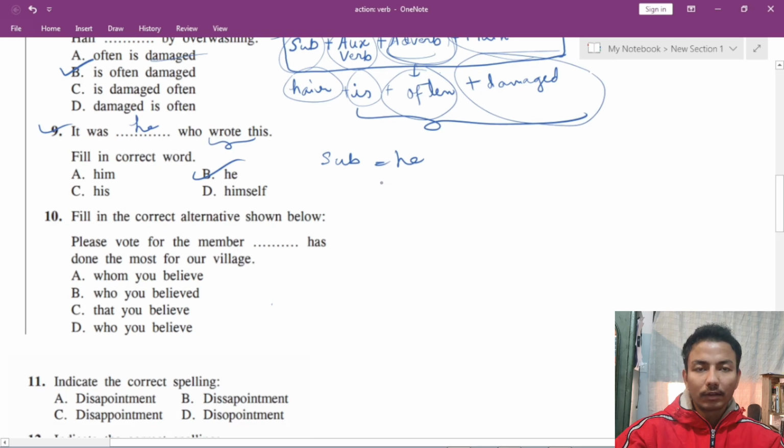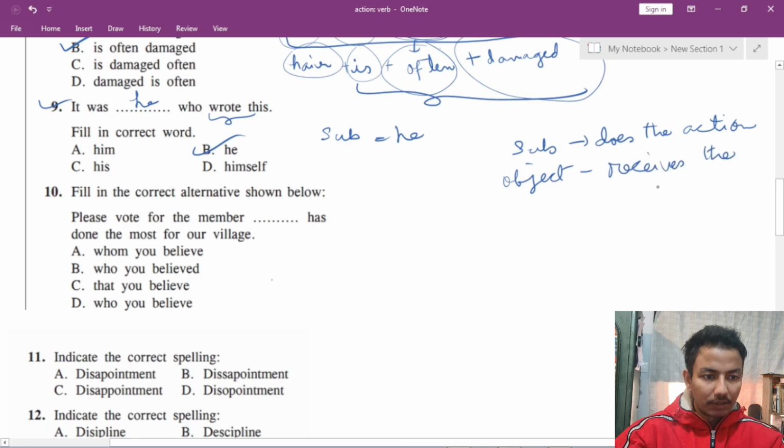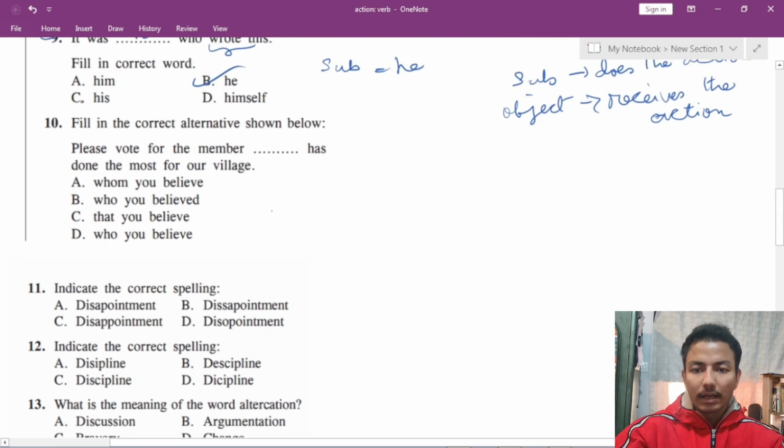Subject is doing the action, and object is receiving the action. I hope you know. Okay, so I'll write it here. Subject does the action, and the object receives the action. Okay, let us move on.